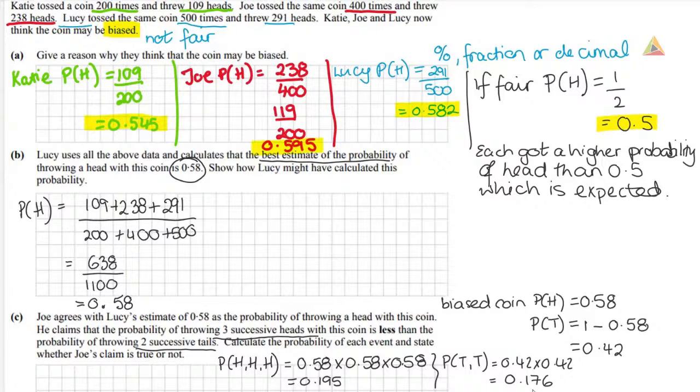So we can see here that the probability of getting 3 successive heads is 0.195, whereas the probability of 2 successive tails is 0.176. So I can see the probability of 3 heads is a bigger number than the probability of 2 tails. So that means that this outcome here of 3 heads is more likely to happen. So he's saying that it's less likely to happen. So we're going to disagree with Joe's claim. So Joe's claim is not true.